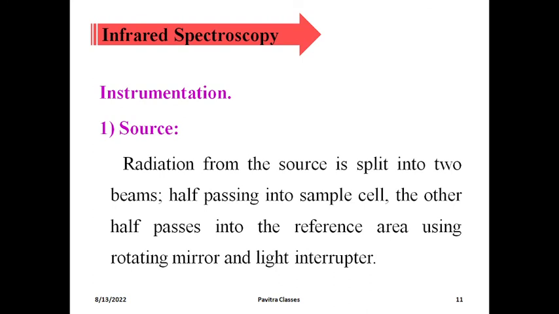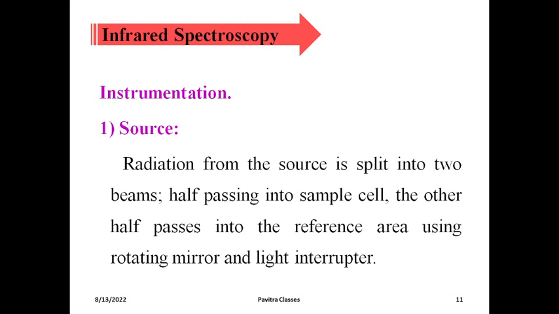In the instrumentation, there is the source, sampling techniques, monochromators, detectors, then the signal reading, which is done in the computer. Almost all radiation sources are split into two beams. In the IR source, radiation will be split into two beams, because half passes to the sample and the other half passes to the reference area. Whenever analyzing a compound, you have to keep one reference compound and the sample compound to match the graph, with a rotating mirror and a light interrupter.